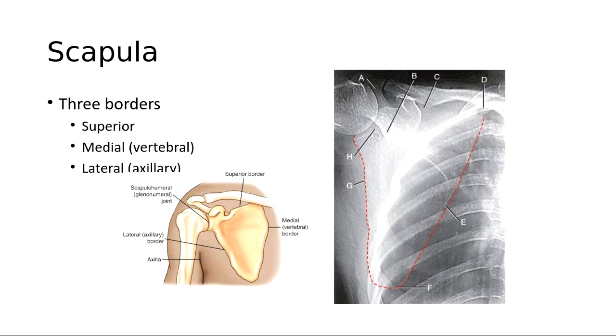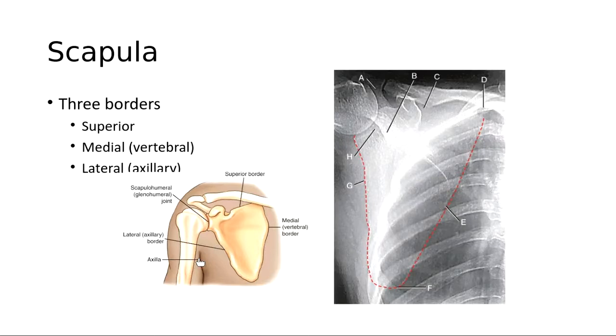So there are 3 borders to the scapula. We have the superior border, which is up top. We have the medial or the vertebral border, which is closer to the spine or closer to the vertebrae. And then we have the axillary border or the lateral border, closer to the axilla.